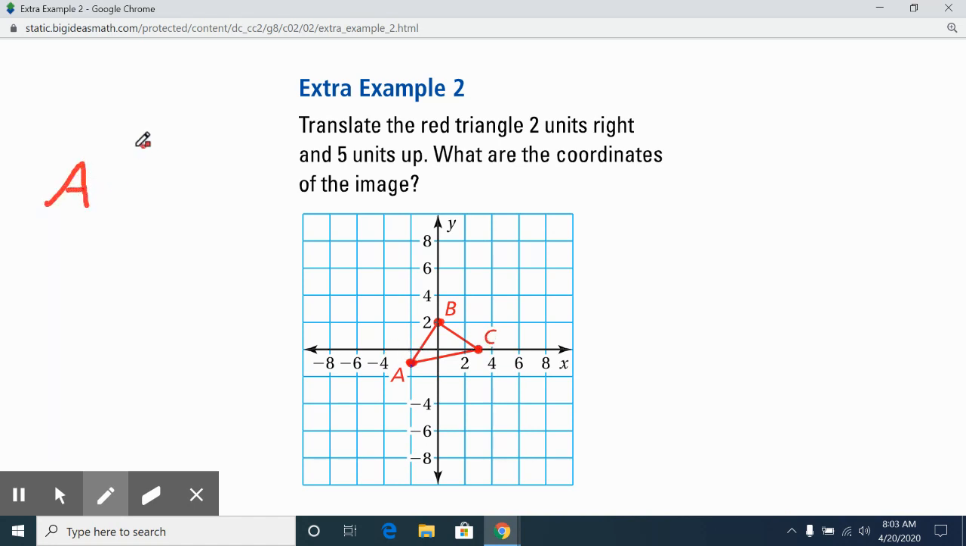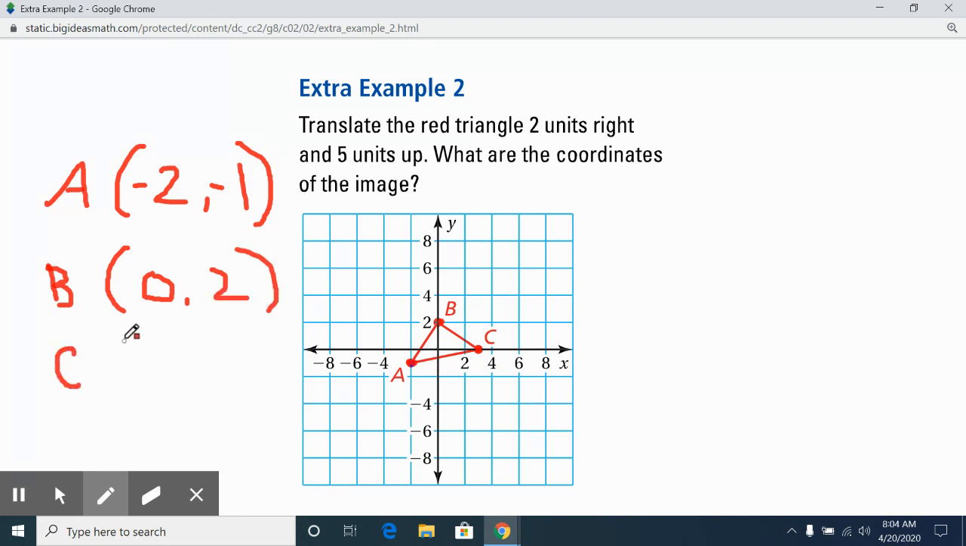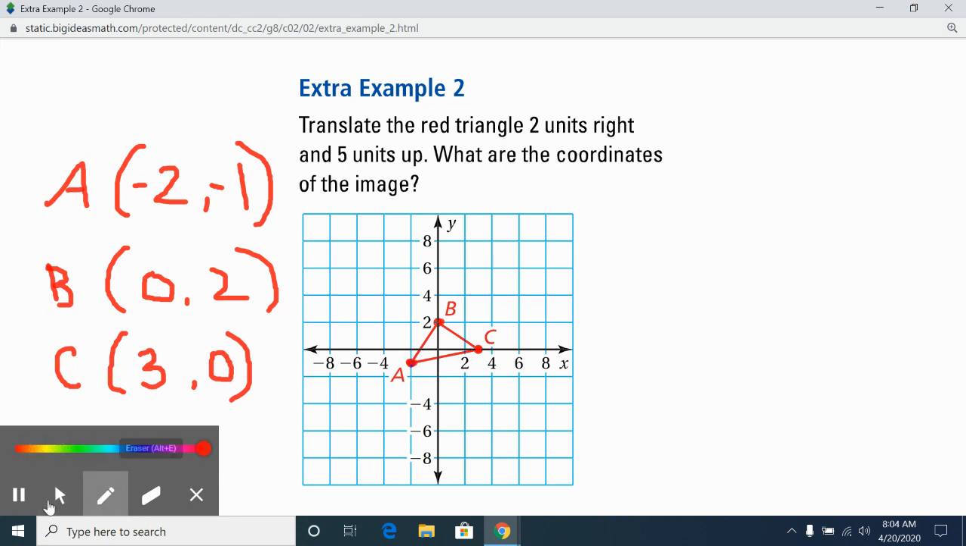So bear with me here. My A, right now, if we look at the X values, they're going by 2's, and the Y values are going by 2's as well. So this is really at -2, -1. Okay, B. Where's my starting B vertex? It's at 0, 2. And where's my starting C vertex? It's at 3, 0.